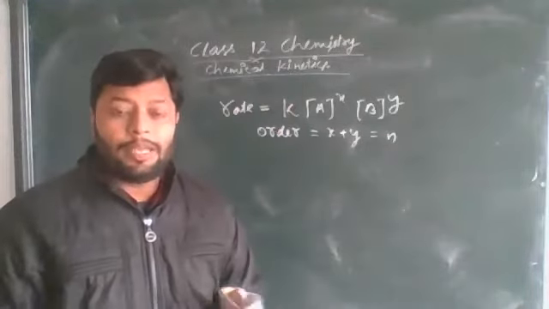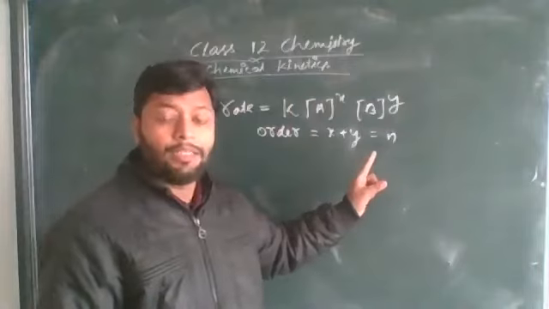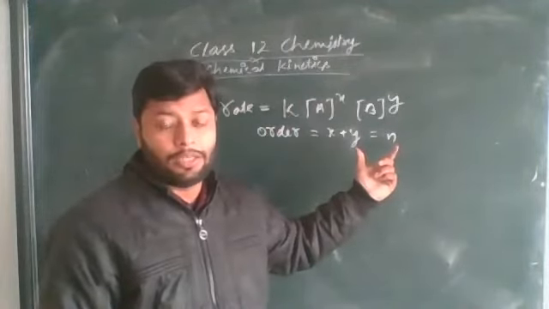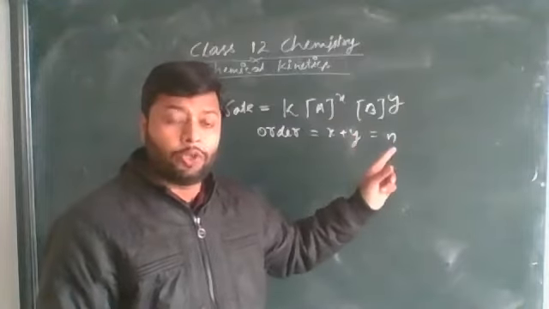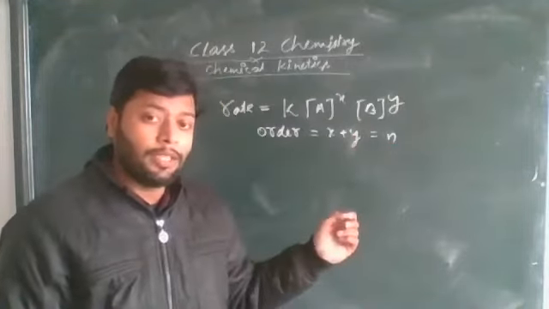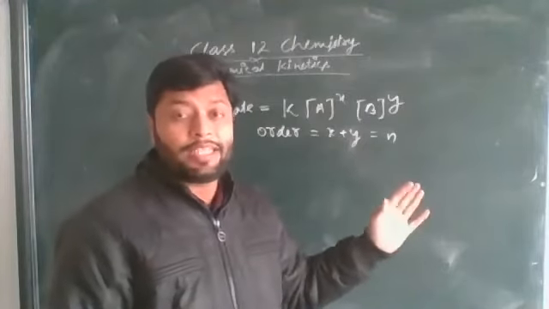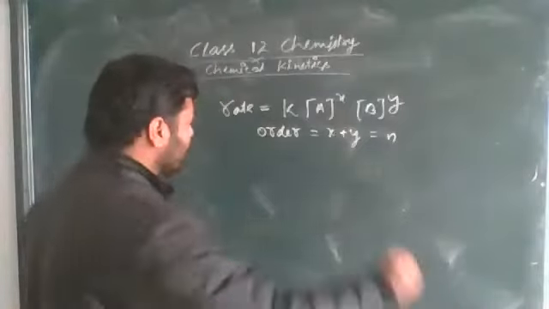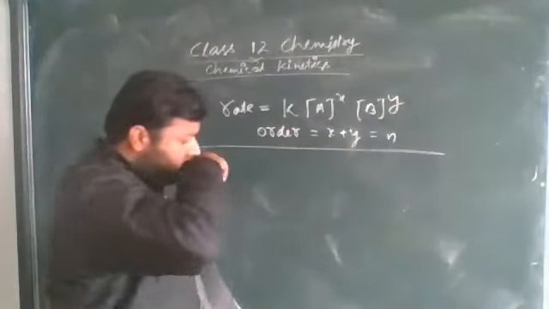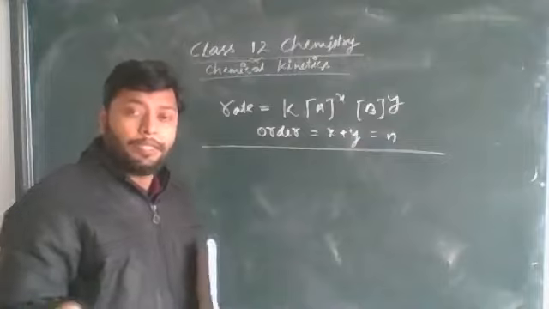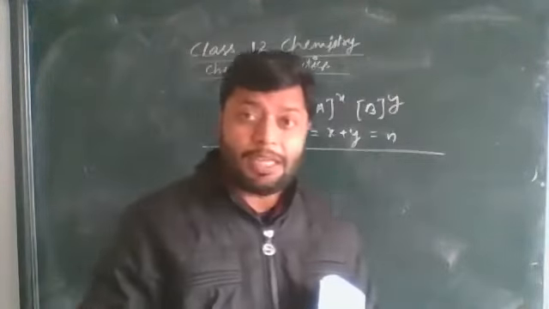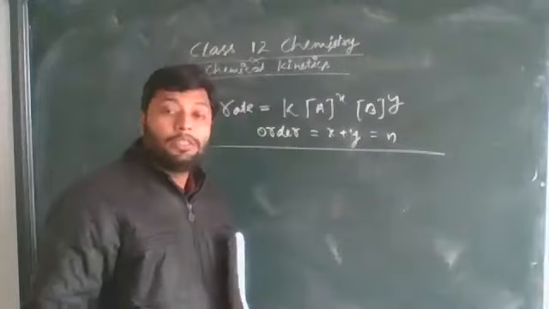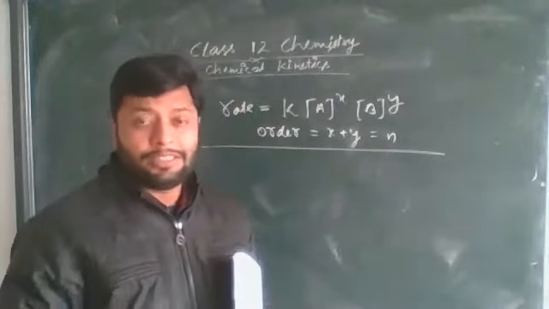If the value of x plus y is 1 only, it means the order of the reaction is 1. That is called a first order reaction. If x plus y is equal to 0, it will be called a zero order reaction. If x plus y is equal to 2, it is a second order reaction. This is one of the methods. The order of the reaction can be fractional, 0, or any whole number.